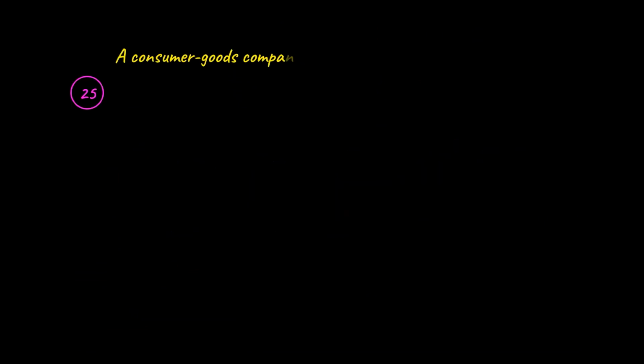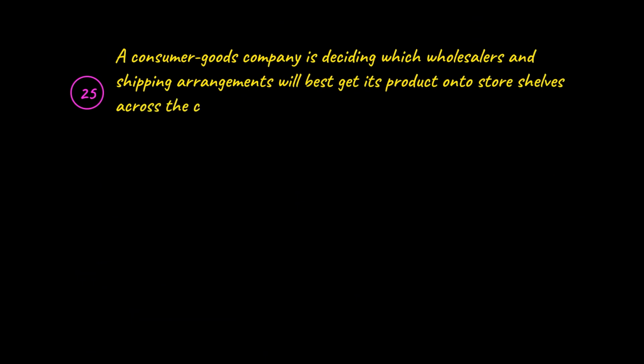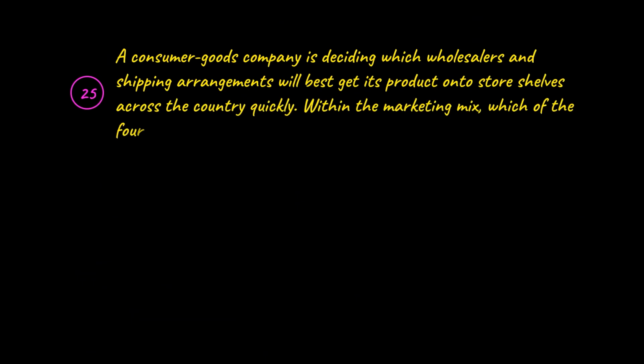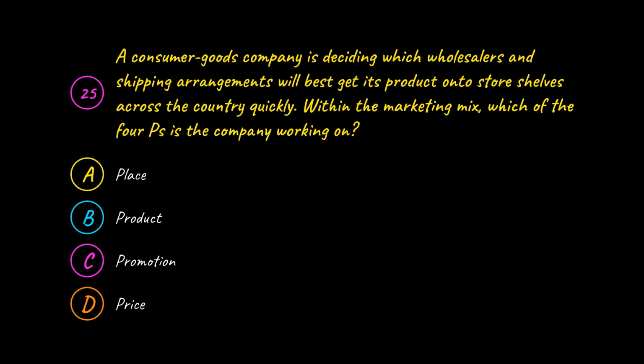Question 25. A consumer goods company is deciding which wholesalers and shipping arrangements will best get its product onto store shelves across the country quickly. Within the marketing mix, which of the 4 P's is the company working on? Your options are A. Place, B. Product, C. Promotion, D. Price. Which one is it? Pause the video if you need more time.